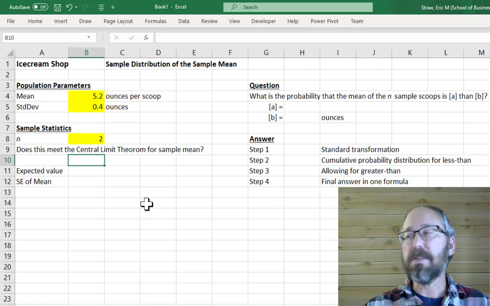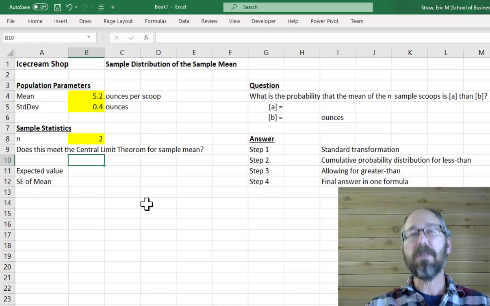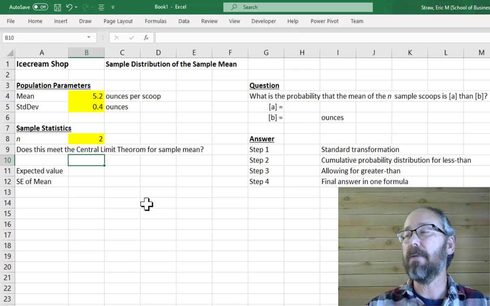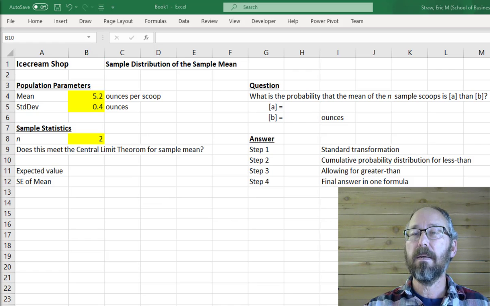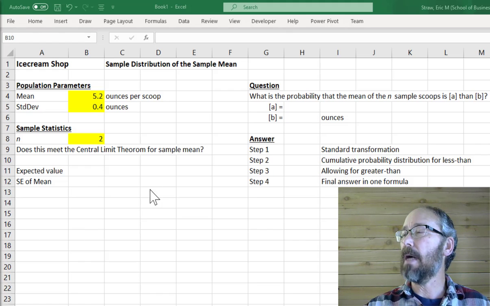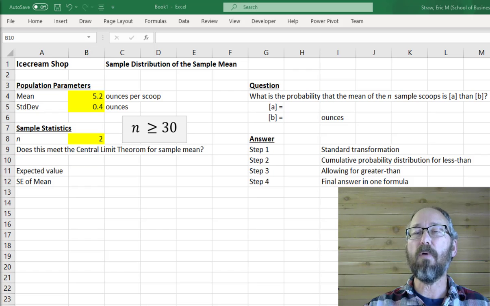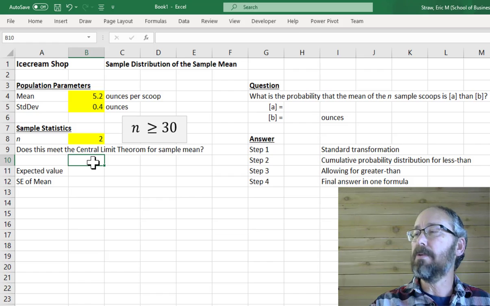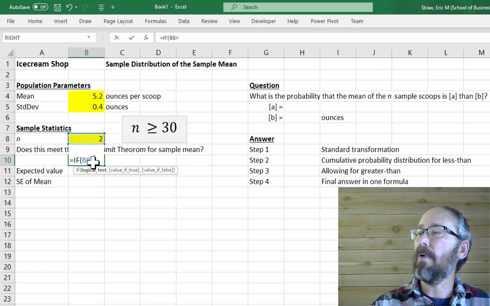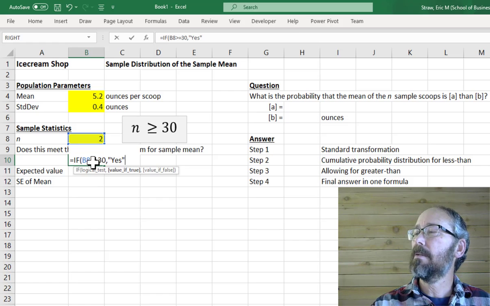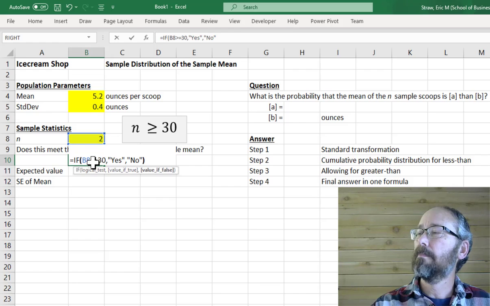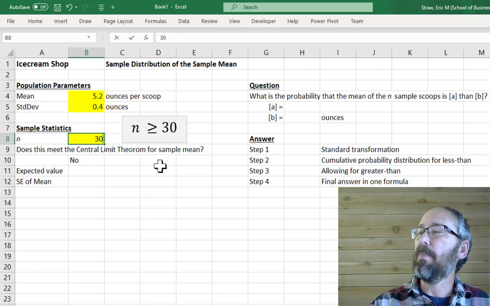Now, the other thing I have to figure out is, does this meet the central limit theorem for the sample mean? The central limit theorem essentially says that the sample distribution will be approximately normal if there's some criteria. For the sample mean, the formula is quite straightforward, but I am going to copy it in here. The formula for that is just n greater than 30. So we can plug this into a formula here to give us a yes or no answer. We're going to use equals IF, and we're going to say B8 is greater than or equal to 30. Then it's going to tell us yes, and if not, it's going to tell us no. So there you go, no. And if we put 30 there, it's yes.